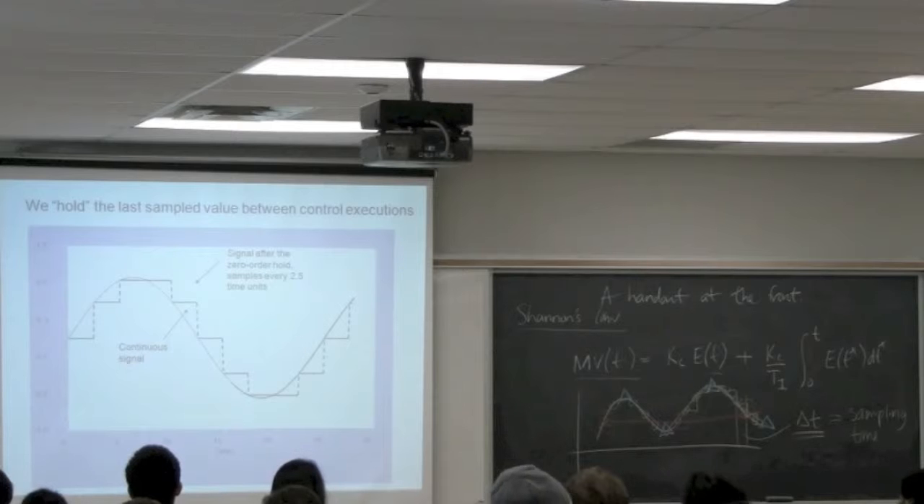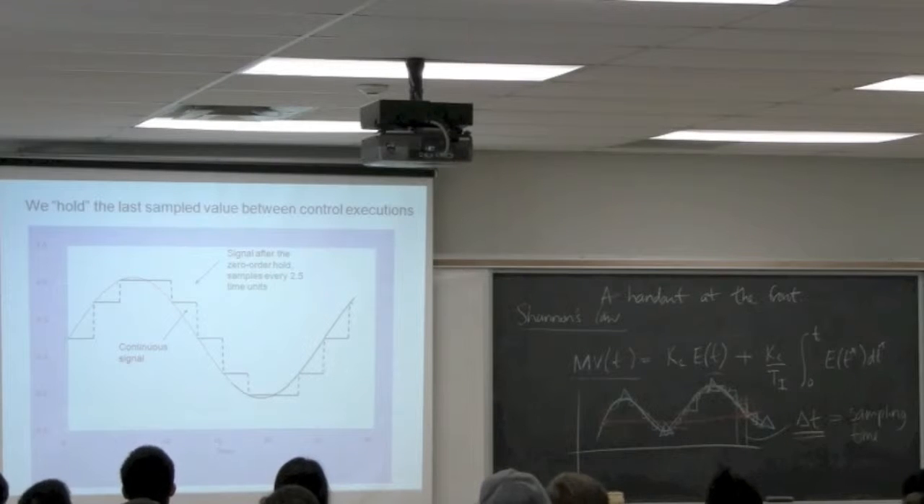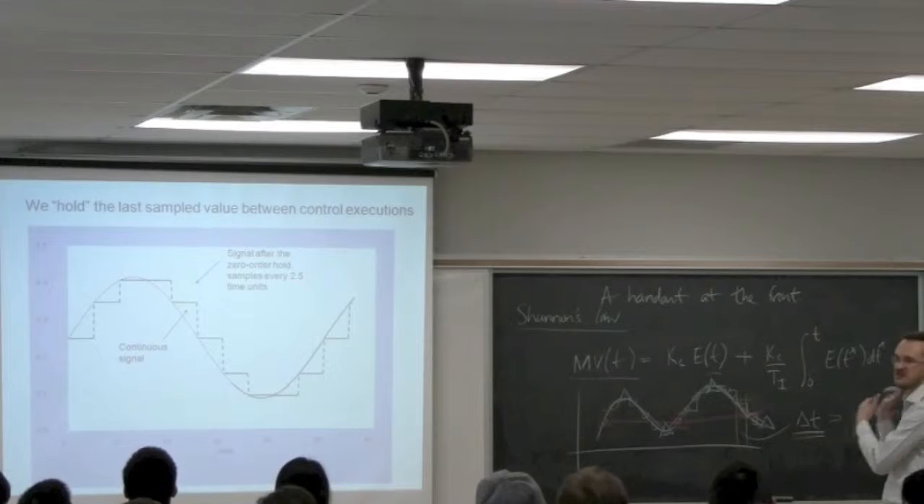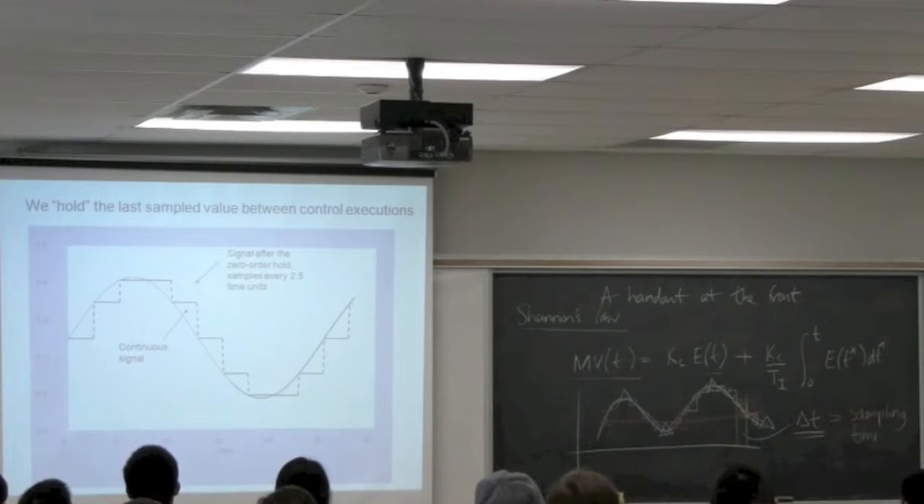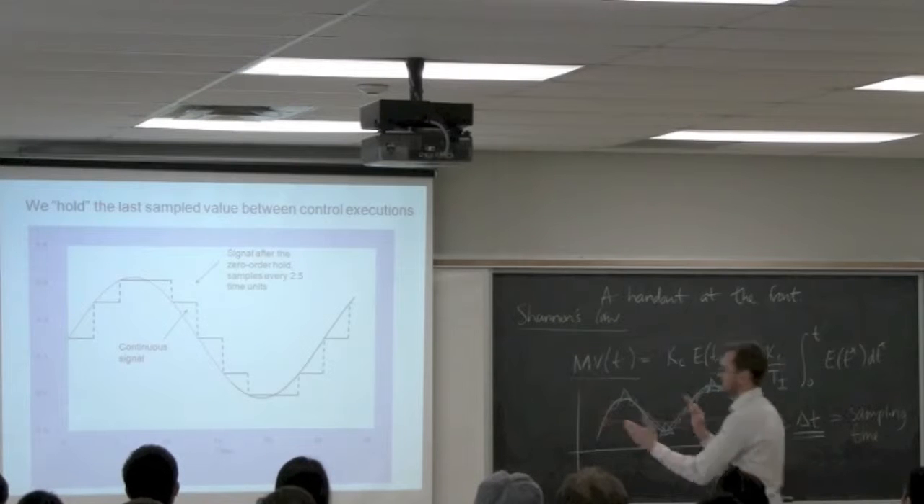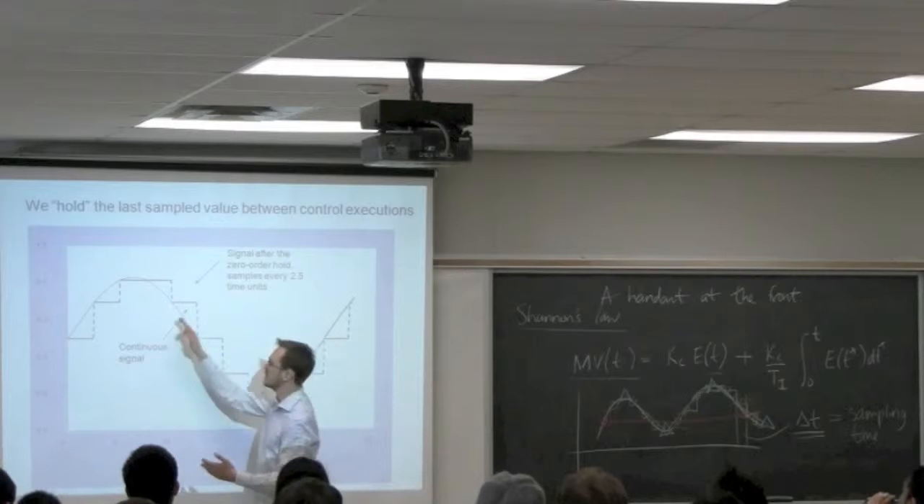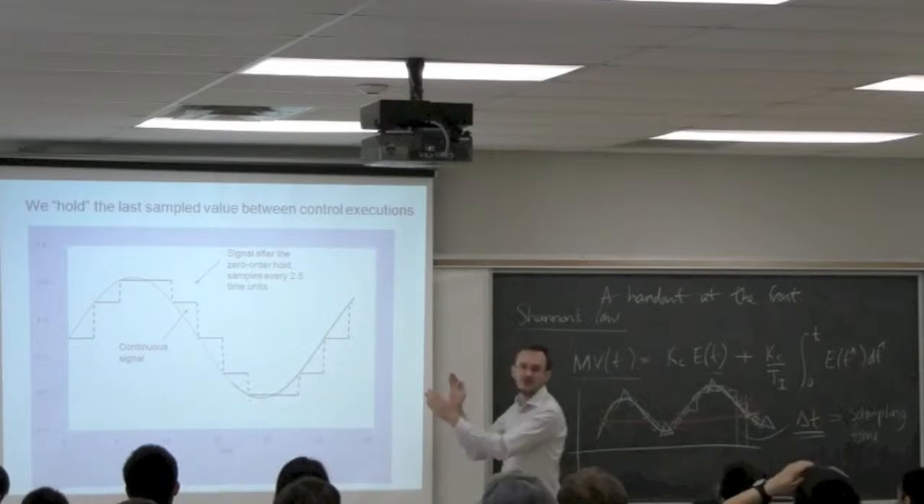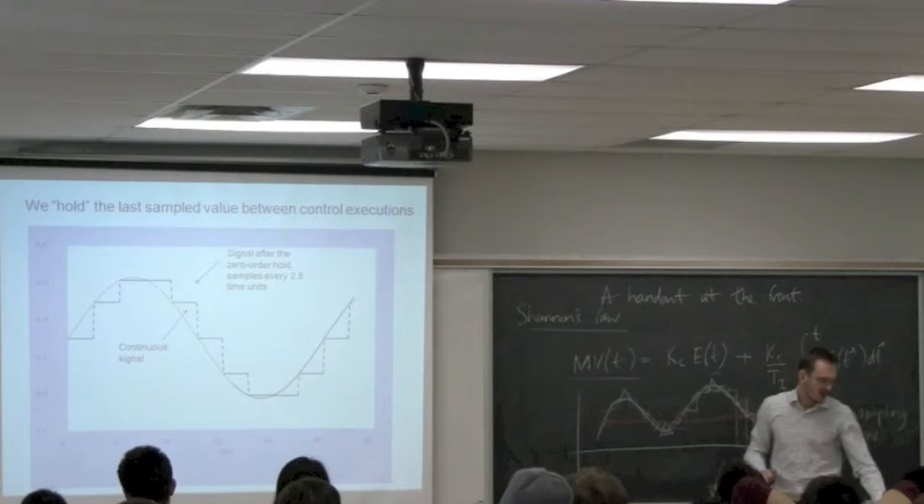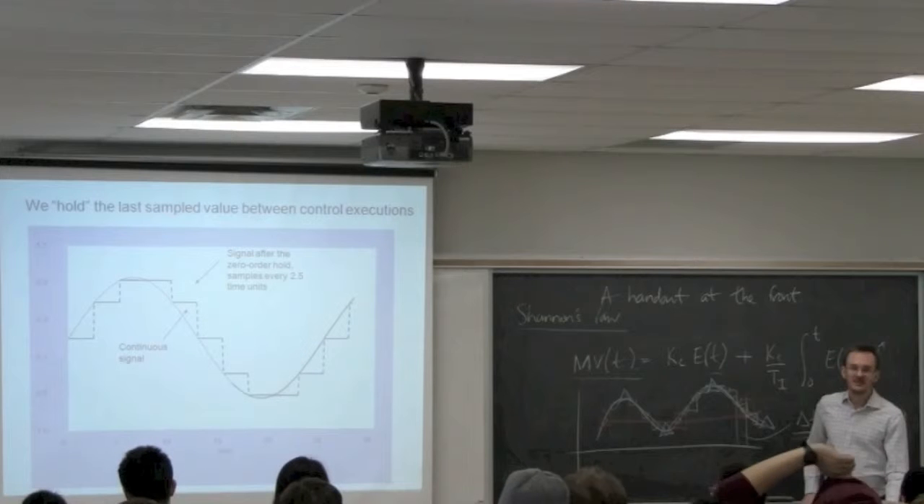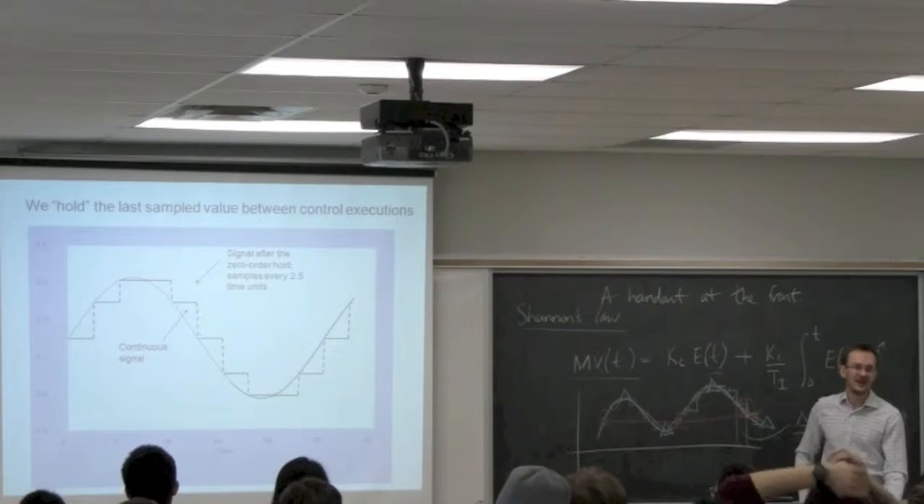Okay. And the longer delta T is, the worse that time delay. The more offset to the right, the greater that shift to the right is going to be for larger delta T. So sample really quickly, and that shift will almost not be noticeable. Sample really slowly, and that shift moves more and more to the right. So in fact, going digital has introduced a delay.